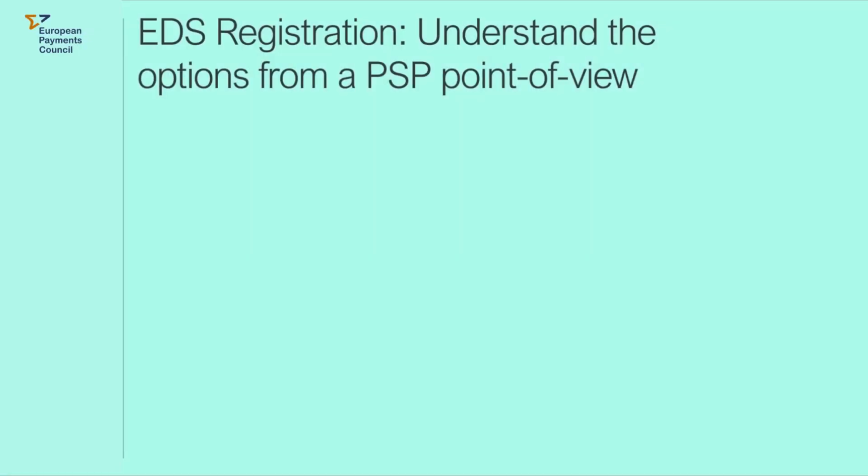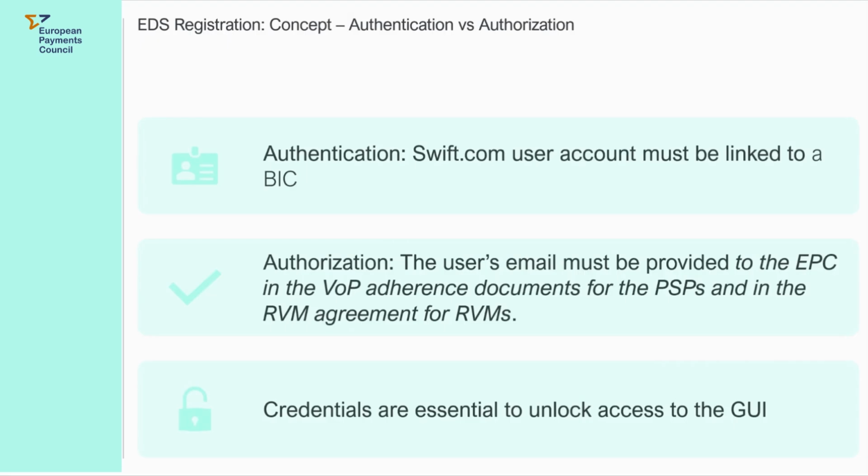Let's now look at the steps required for you to get registered to the EDS and understand what the various options available from a PSP point of view are. So different concepts are important to understand in the context of the EDS registration. First one is the authentication. So basically, you need a Swift.com account linked to a BIC in order to be able to be authenticated and use the EDS. The second concept is you need authorization to use the EDS.